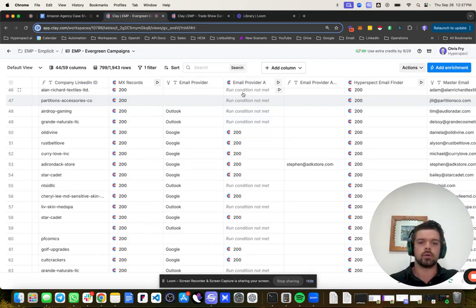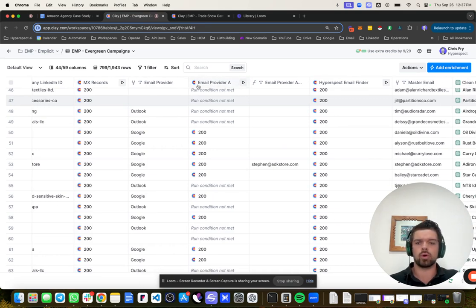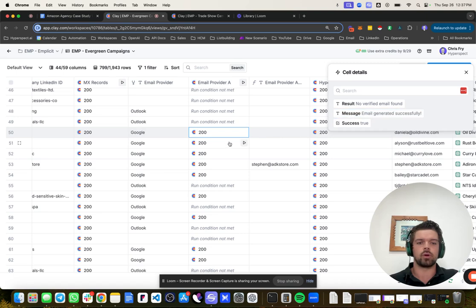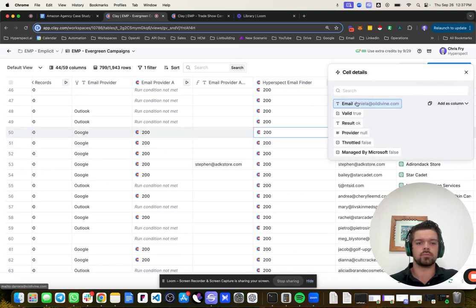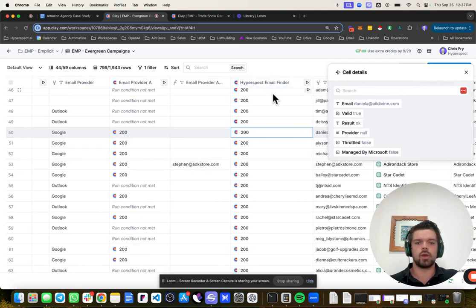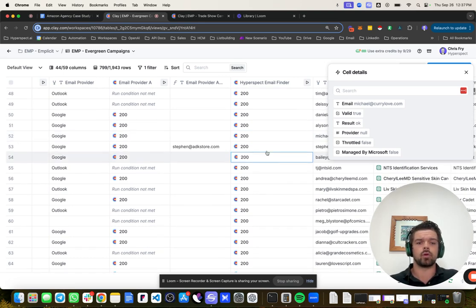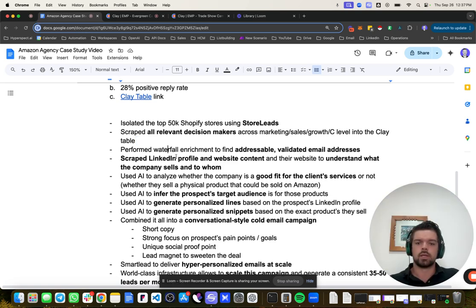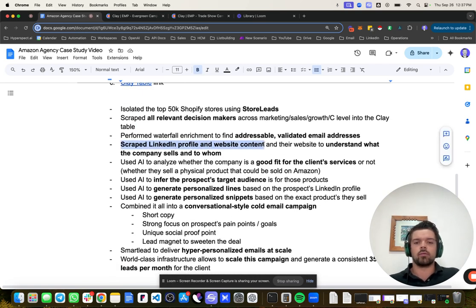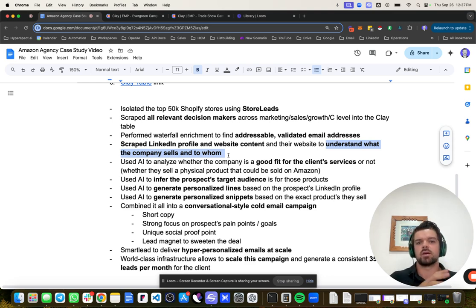And so here we're running through this waterfall process where we look for emails. If we don't find it, then we move on. Here, we have our own internal email finding technology that we put together that runs on Amazon, and we've found all these emails here. Once we do that, we scrape the LinkedIn profile of the company and their website content and understand what this company sells and to whom they sell. Remember, we're targeting e-commerce businesses. We want to know what kind of products they offer and who the target audience is for that. And I'll show you why that matters in creating a personalized message in a second.